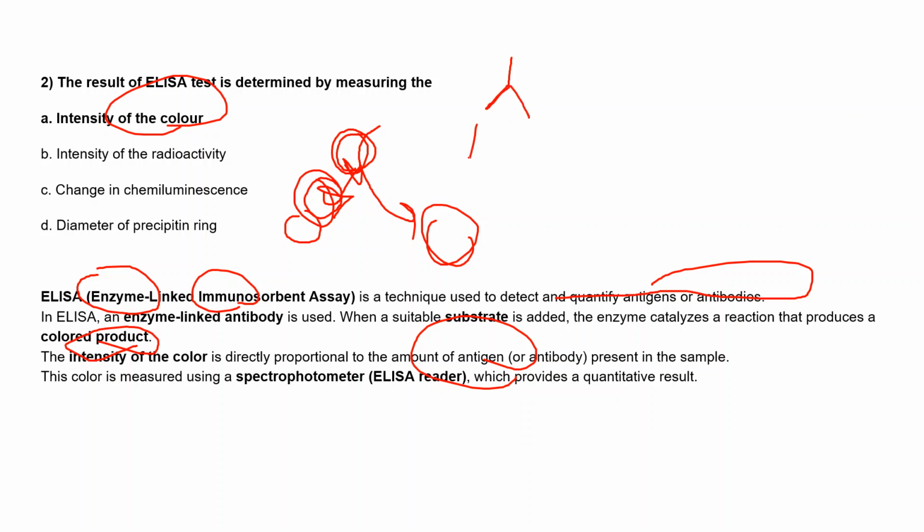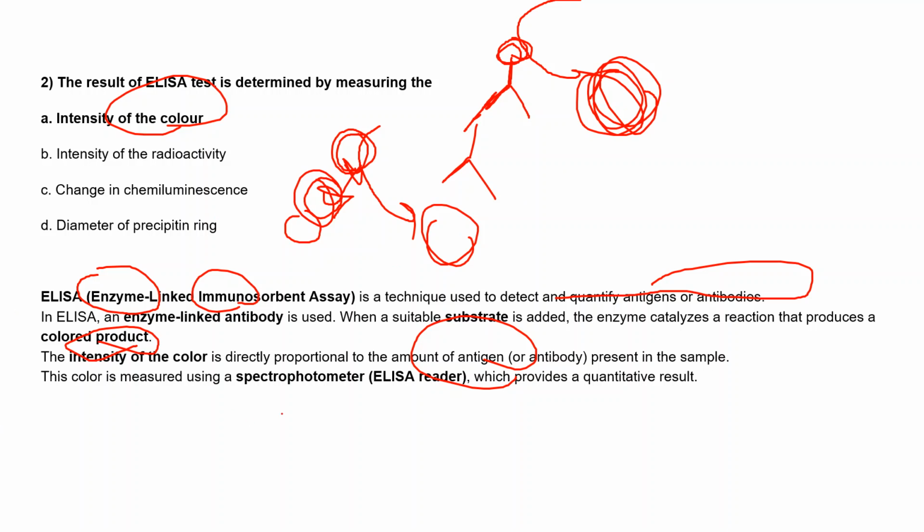So the primary antibody is specific to the antigen, and the secondary antibody is specific to this primary antibody, and this secondary antibody is attached with an enzyme. So when we add the substrate, this enzyme converts it into a colored product, and we quantify that colored product's intensity. That will determine how much antigen is present inside the body or inside the sample.